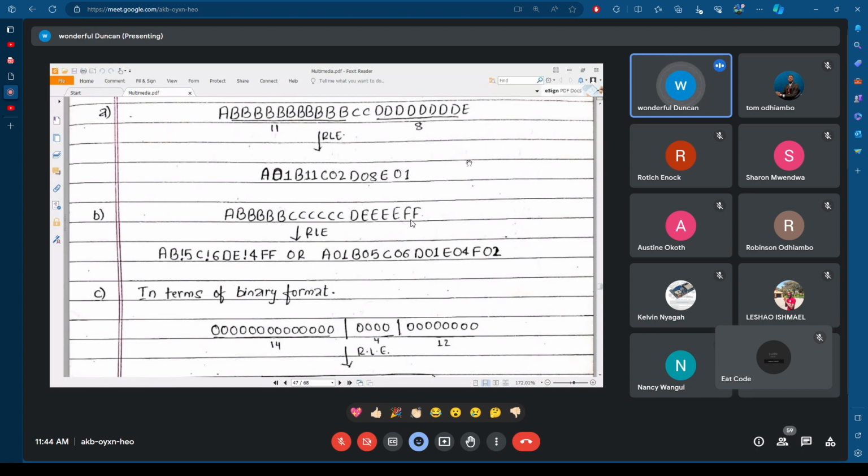So we are going to have our A, then we have B flag 11 times, then C, then we are going to have how many B's? 1, 2, 3, 4, 5, 6, 7, 8. Then we have D flag 8, like that.